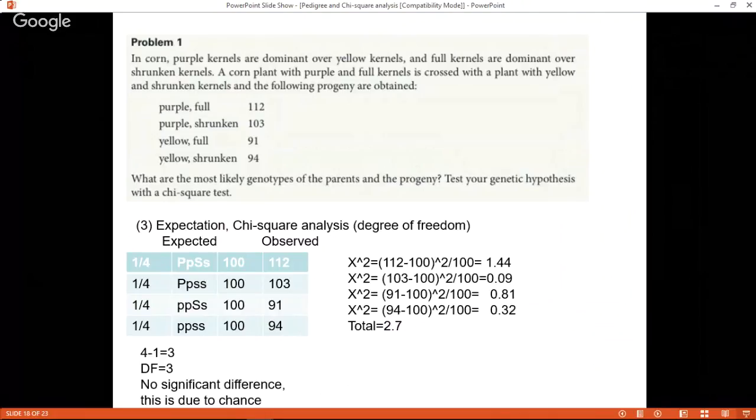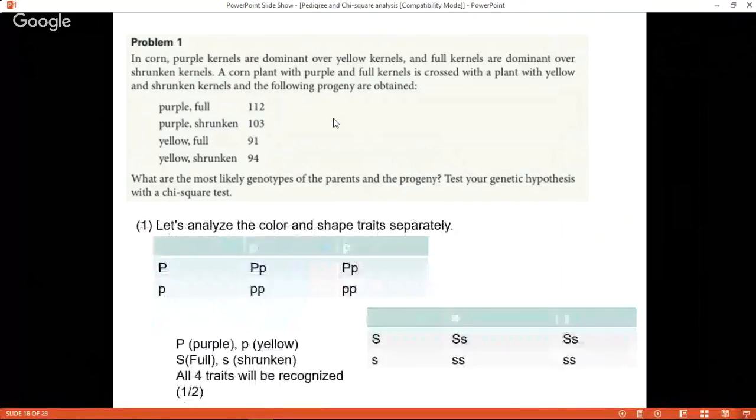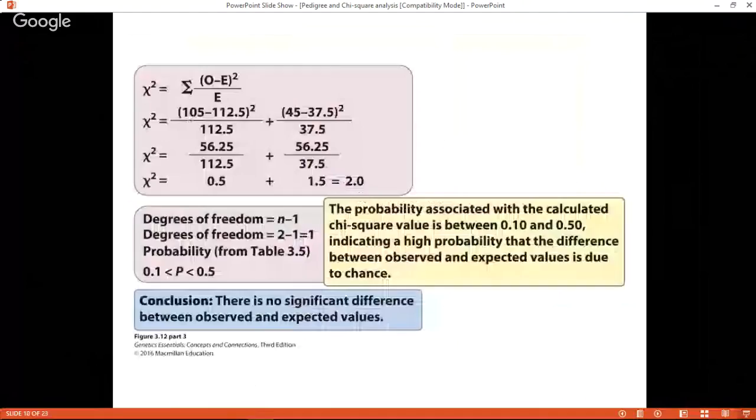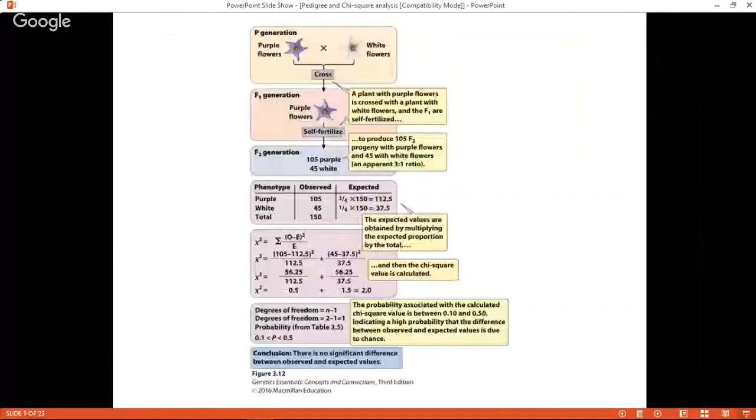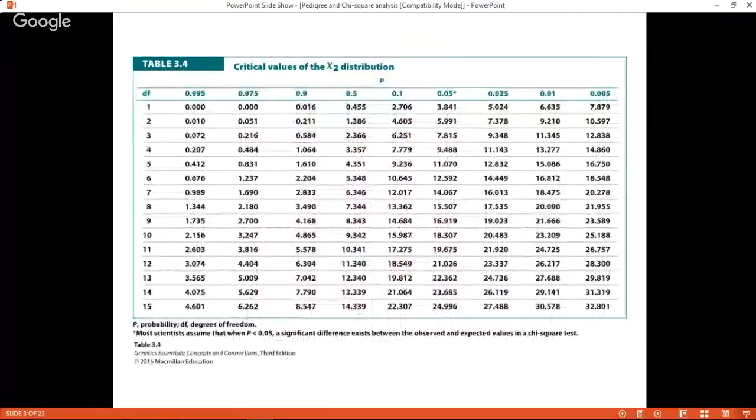So if you go back to the chart that I showed you earlier at the very beginning, we got 3 degrees of freedom, and then we got 2.7 here. So from that, you can see that there was no significant difference and that it was due to chance.